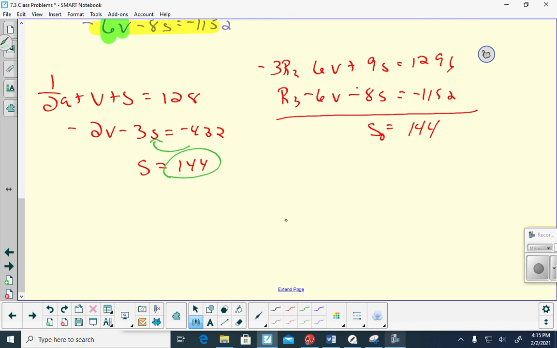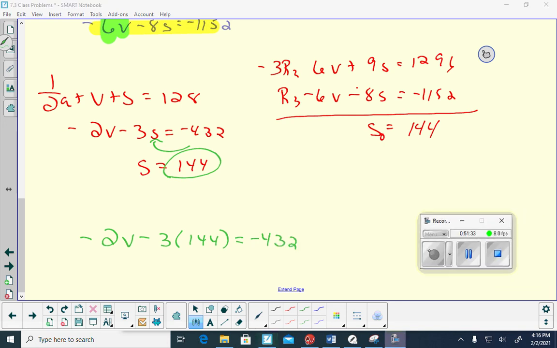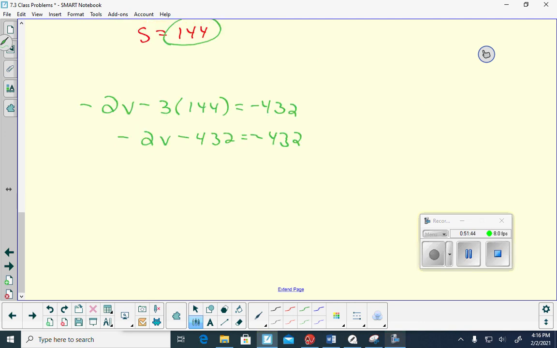So I'm going to have negative 2v minus 3 times 144 is equal to negative 432. And I'm going to solve. So when I do this, I'm going to have negative 2v minus 432 is equal to negative 432. I add 432 to both sides, which will be 0, so v is equal to 0.